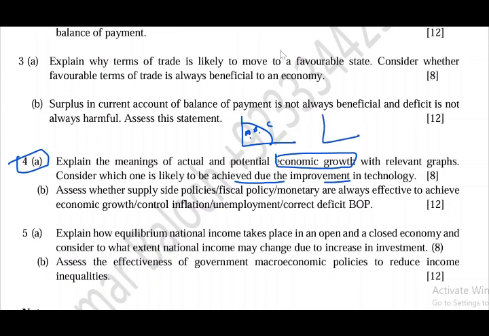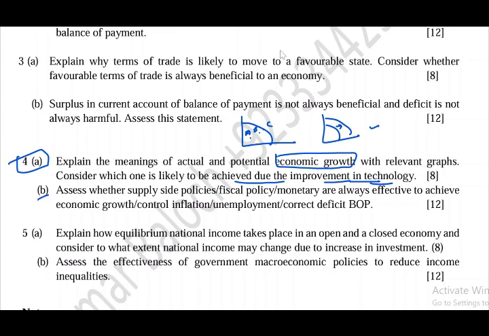And potential economic growth is when PPC completely shifts to the right, and it happens due to improvement in technology or increase in quantity and quality of resources, such as discovery of new natural resources, improvement in technology, education and training of workers as well. So this is how you can show it. And in conclusion, you can say that improvement in technology is likely to shift PPC to the right, and it will help to achieve potential economic growth.